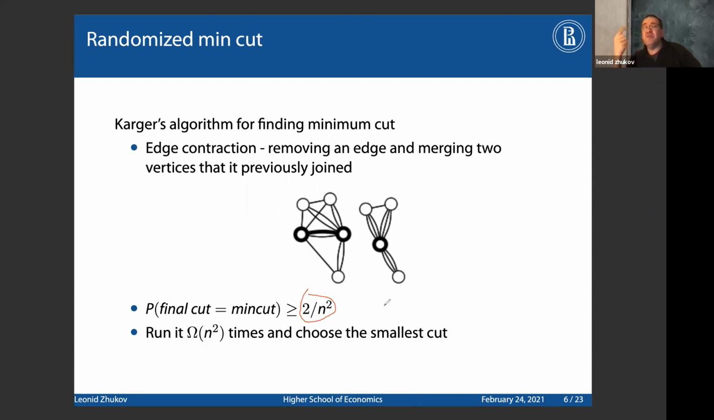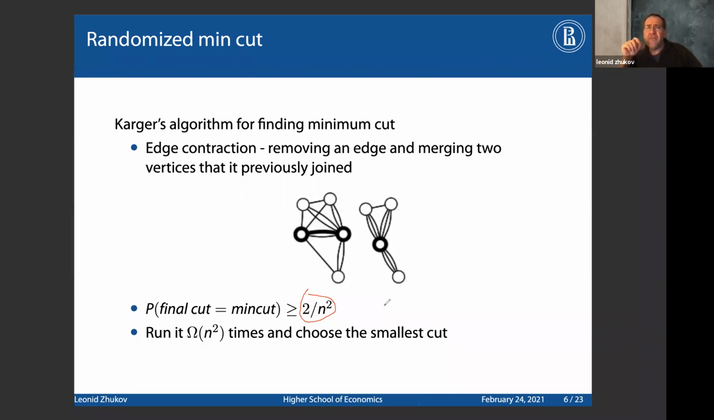Now, n is the size of the graph. If n squared is large, it's a very small probability, right? You're not going to be happy with this. But because the algorithm is very fast, instead of running it once, you can run it at least order of n squared times, and then you get some quite meaningful probability that you get the right answer.